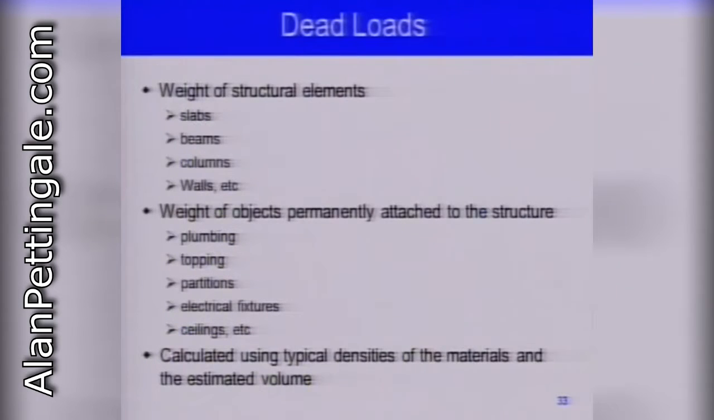Now, the dead load is essentially the weight of the element itself. So if you have a roof, you have to account for its weight. And then it's also whatever objects will be permanently attached to the structure. So that's plumbing, toppings, partition walls, all that's considered, whether they take any loads or they don't take any loads, they create loads. They're loads themselves, so they have to be accounted for.